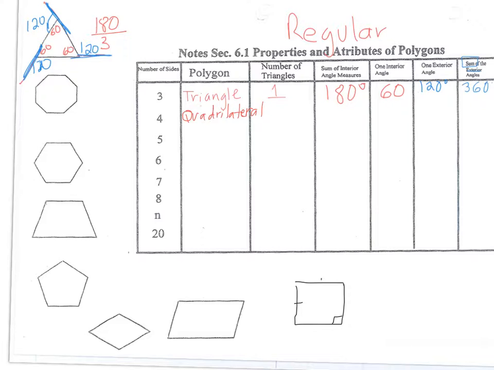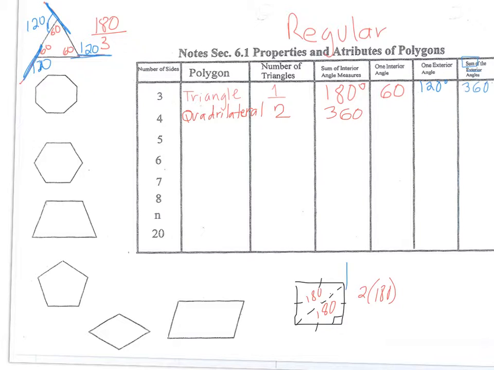If I draw the diagonals from one vertex, we have 2 triangles, right? So how many triangles form? 2. The sum of the inside angles would be 360, because it's 180 plus 180, because it's 2 triangles. So we basically multiply the number of triangles times the measurement of all the angles in one triangle, which is 180, so 360.